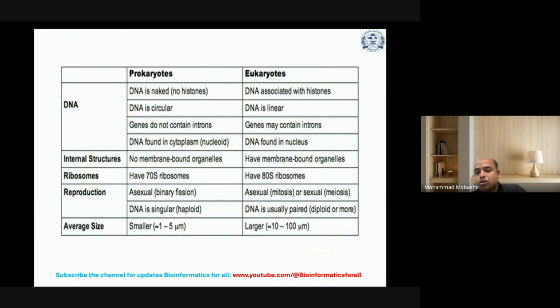Reproduction is asexual, by binary fission. DNA is singular, haploid, while in the case of eukaryotes, reproduction is asexual, that is mitosis, or sexual, that is meiosis. Then DNA is usually paired, diploid, or more. Average size is 1 to 5 microns, and here it is 10 to 100.